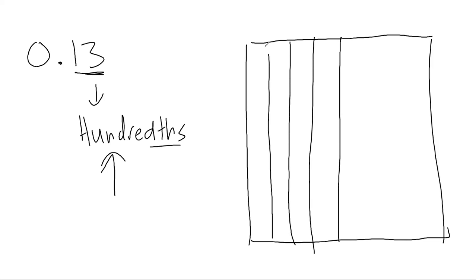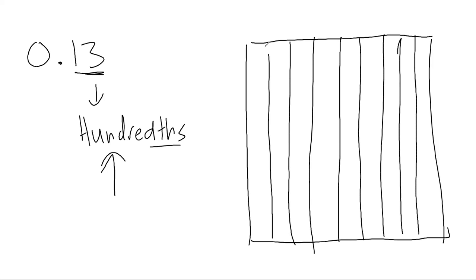1, 2, 3, 4. 1, 2, 3, 4, 5, 6, 7, 8. That didn't quite work. 1, 2, 3, 4, 5, 6, 7, 8, 9, 10. Again, we do want them to be closer, but that's all right. So let's do another. Let's start to partition these.